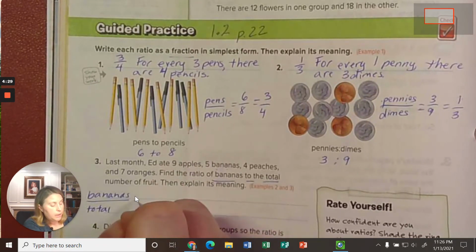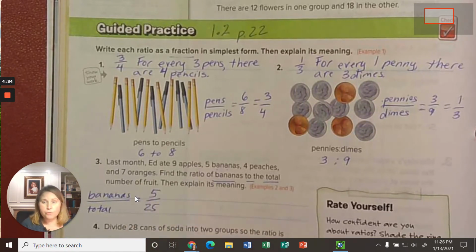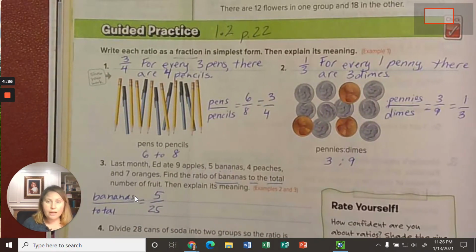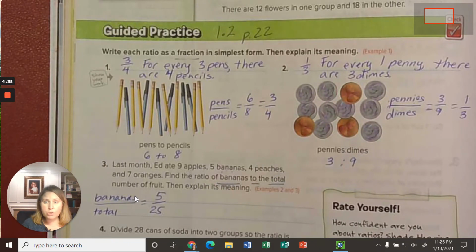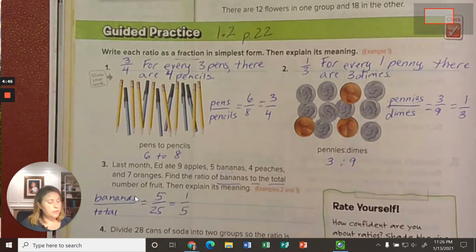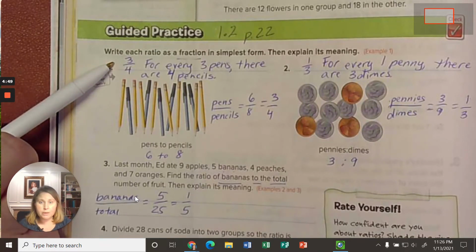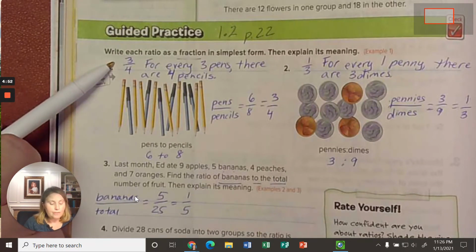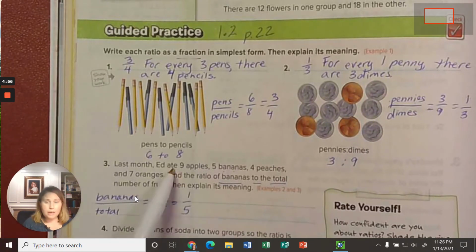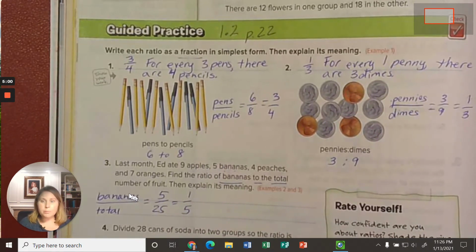So 5 bananas for every 25 pieces of fruit. And then when we look at 5 and 25, the greatest common factor of 5 and 25 is 5. So we can divide each of these by 5 to get 1/5. That's our answer as a fraction in simplest form. Okay, then we need to explain the meaning. So every 1 out of every 5 pieces of fruit that Ed ate was a banana.